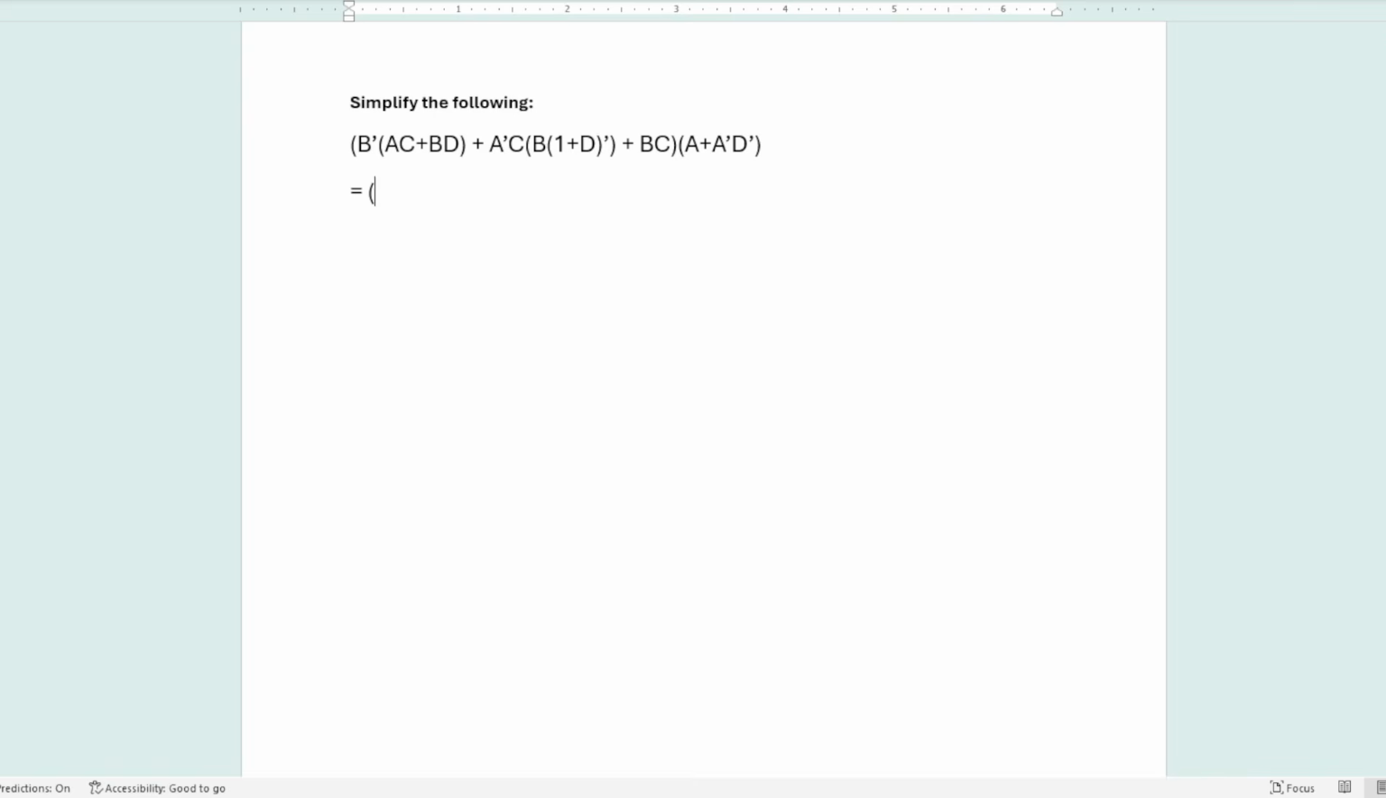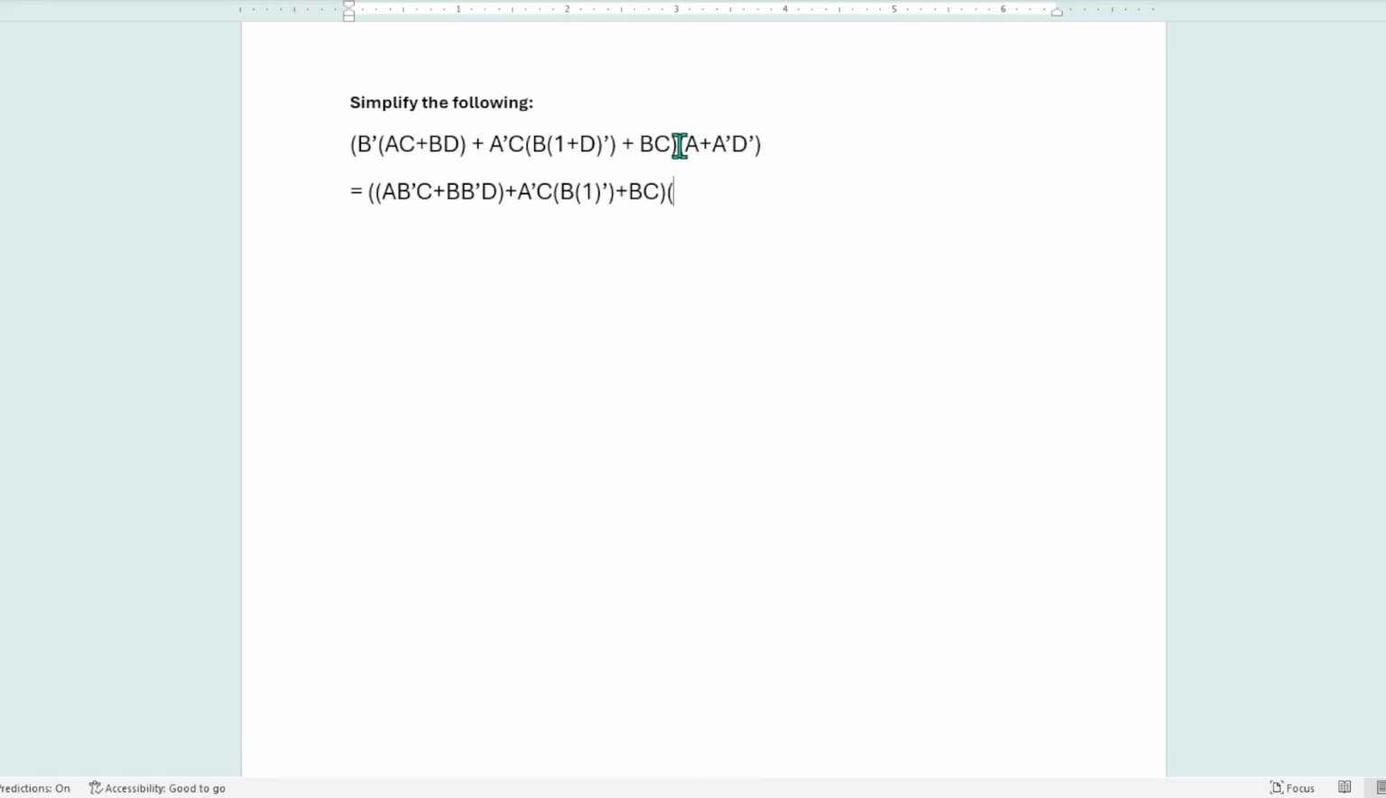Okay, so for the first one, I can see that this becomes a b prime c plus b b prime d. Let me just put it inside a bracket, and for the next one it's a prime c, and inside that bracket I can see that there is 1 plus d prime. So 1 plus d prime means 1 actually, and the complement sign should be there too. BC stays as it is, and this is the closing bracket.